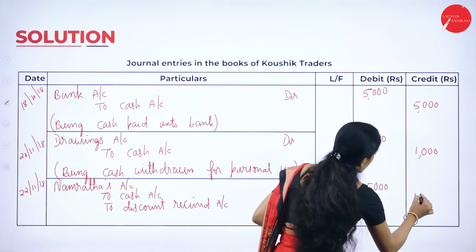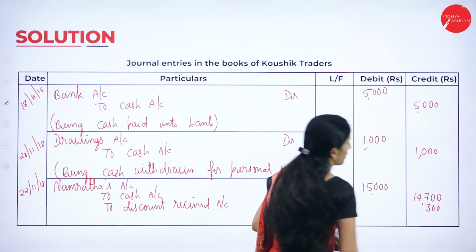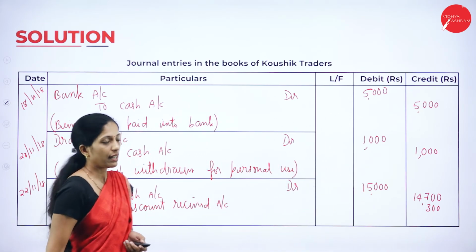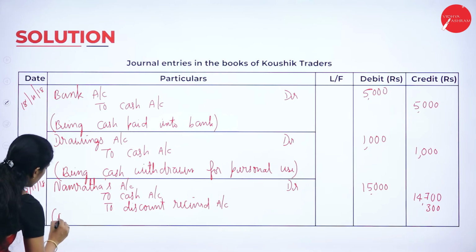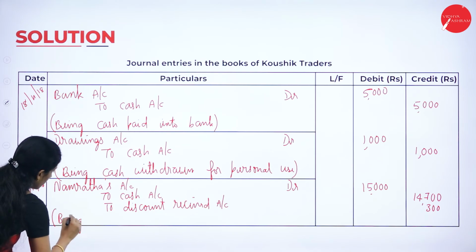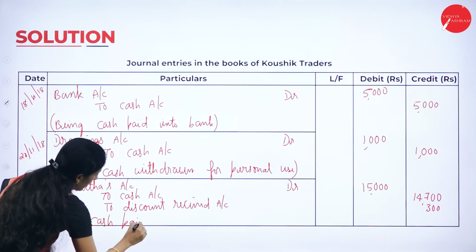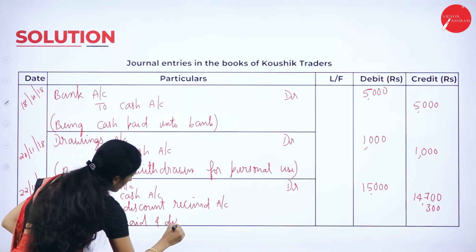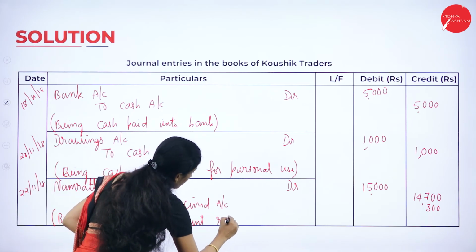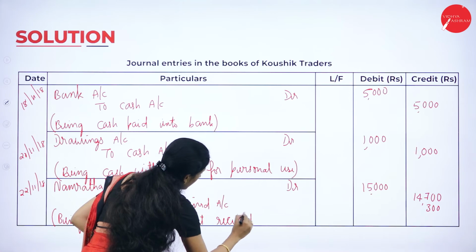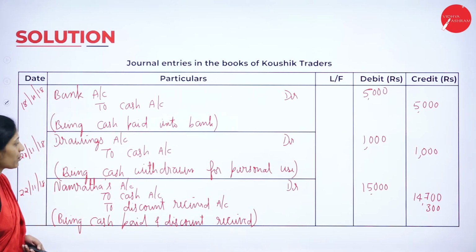So 14,700, and 300 is what? Discount. So how can you write the narration? Being cash paid and discount received. So hope you're clear about this entry.